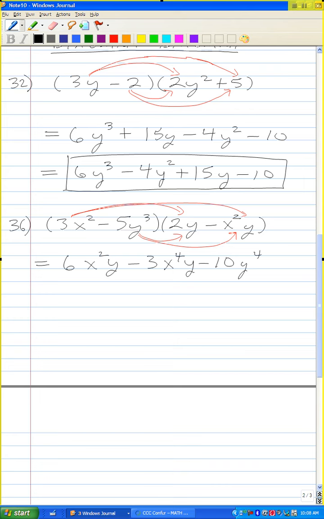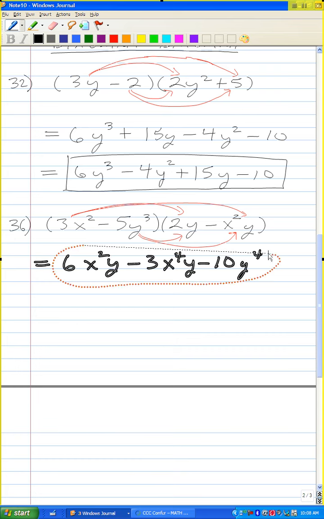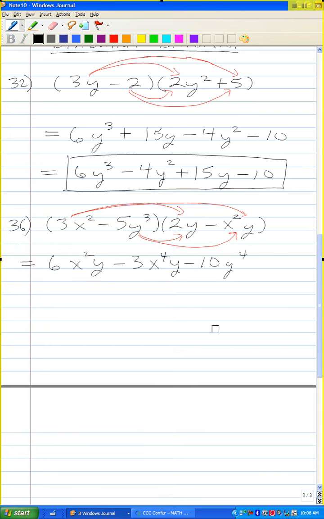Negative times negative is a positive. 5 times 1 is 5. Y cubed times x squared y is x squared y to the 4.